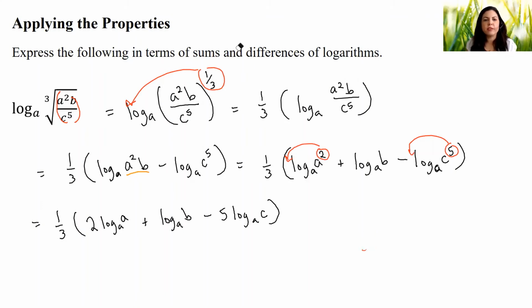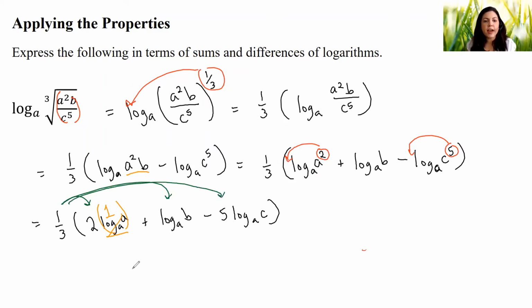So let's see what else we can do here. If we have log base a of a, this is saying a to what power is equal to a? That's just going to be 1. So this is the same as 2 times 1, which is just 2. So I think what I'm going to do now is go ahead and do my last step, which is to distribute this 1/3 to everything that's in the parentheses.